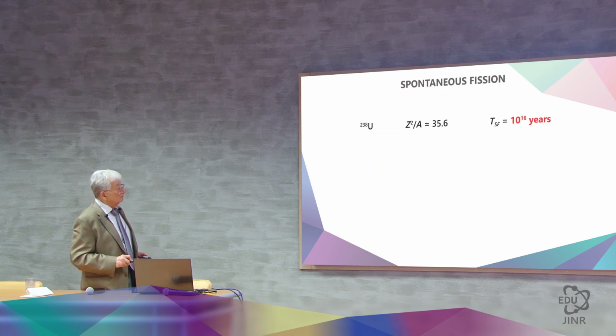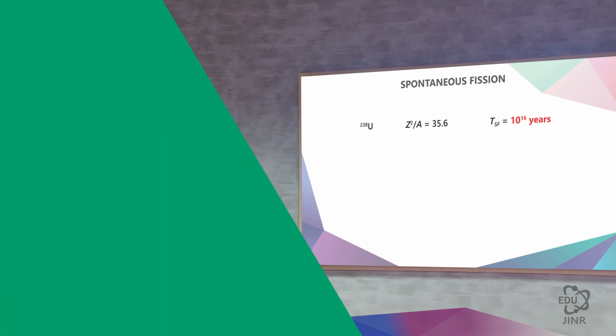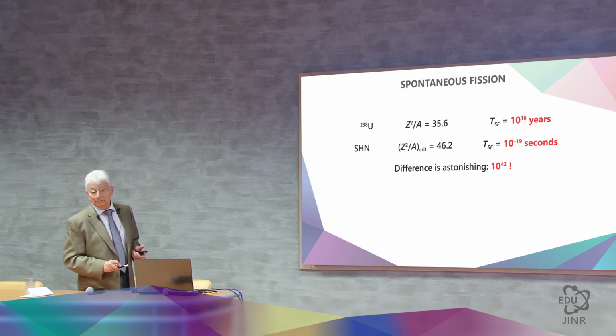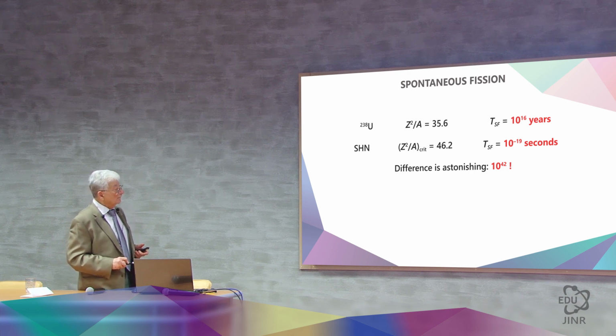So, spontaneous division. Uranium-238 has a Z squared over A of 35.6. Its half-life is 10 to the power of 16 years. A superheavy element, according to the droplet model, in which the barrier is 0 and corresponds to (Z squared over A) subscript crit, experimentally 46.2, and here the time is 10 to the power of minus 19 seconds. Here is superheavy uranium, 42 orders of magnitude difference in stability.